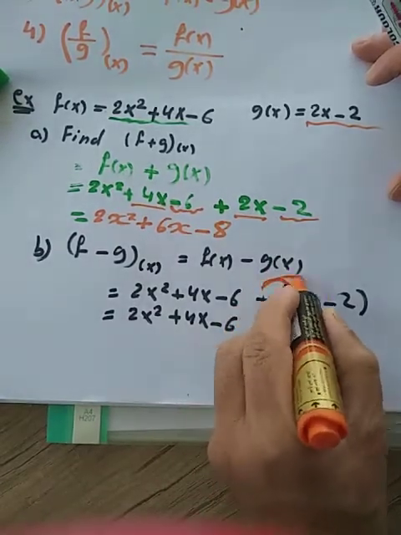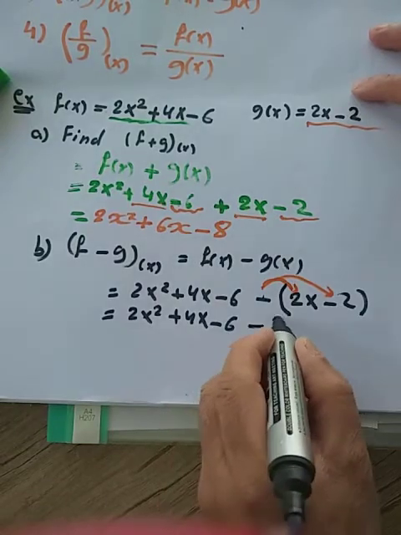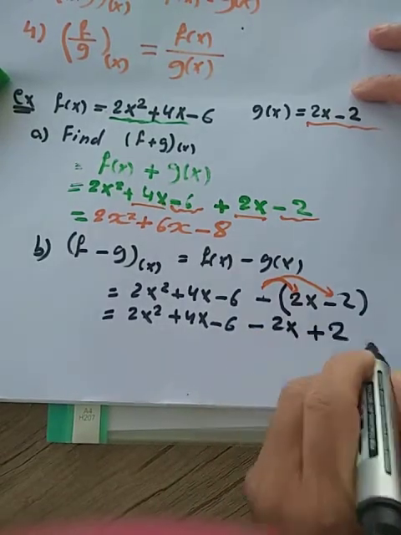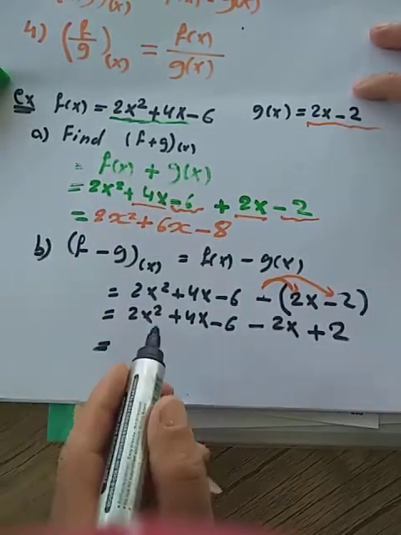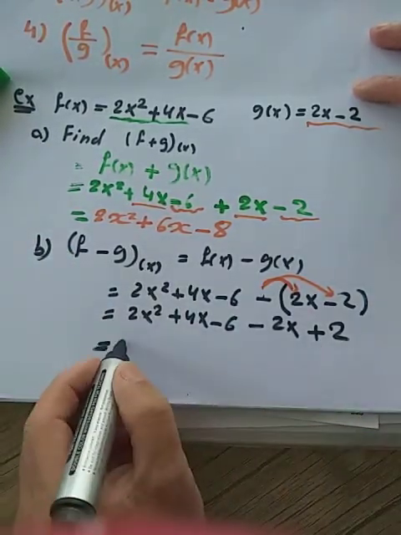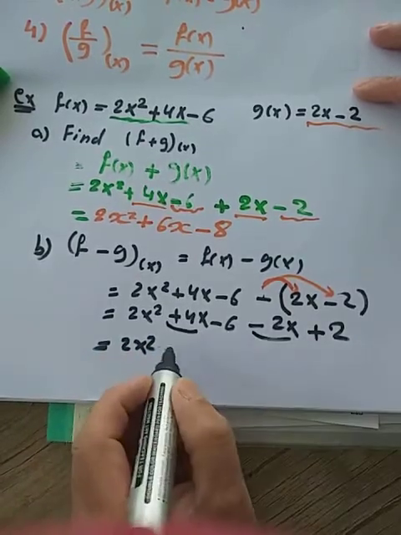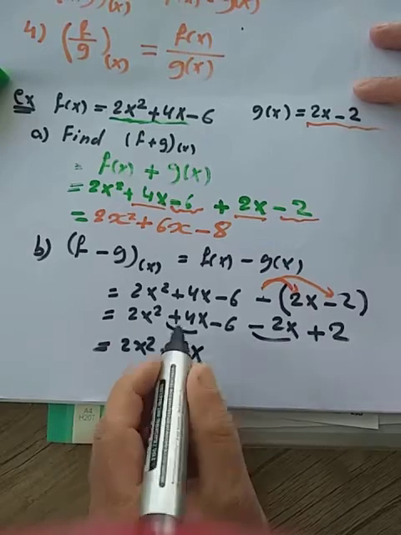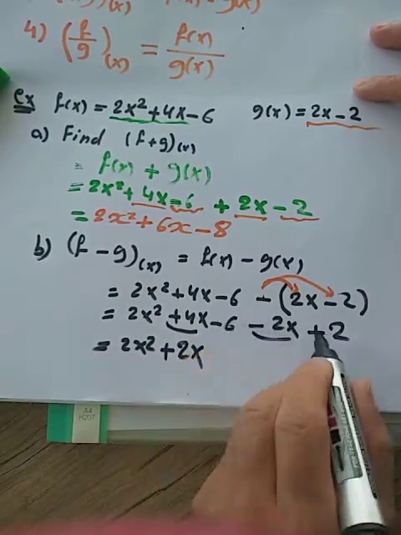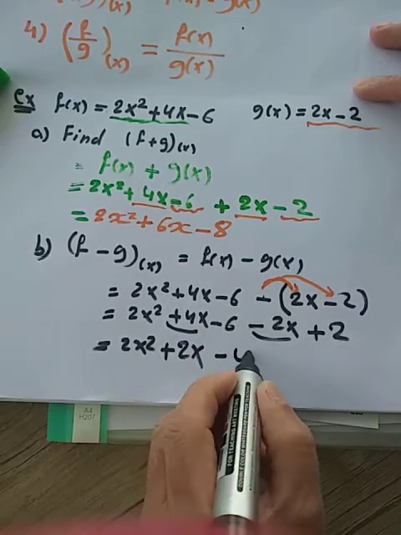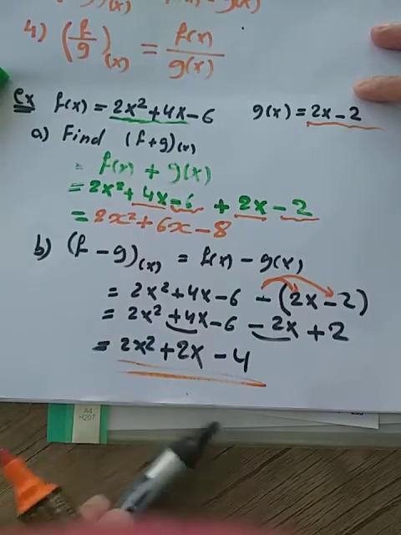Minus times this one, and times the second one will be negative 2x plus 2, equal to. By the same way as A, look for like terms. Do you have 2x squared? No, write it down. 4x minus 2x is 2x. Minus 6 plus 2 is negative 4. This is the answer for subtraction.